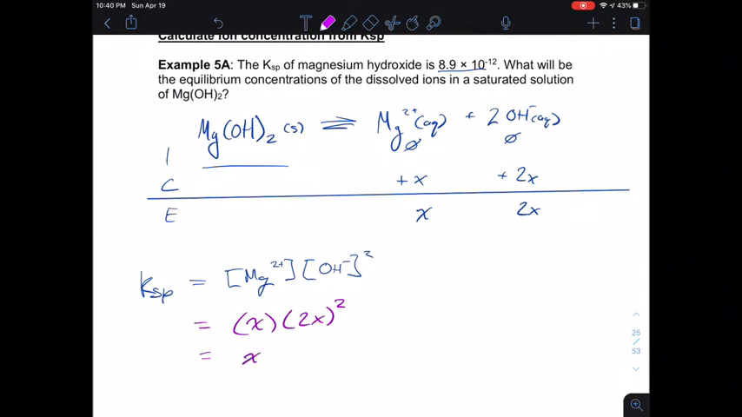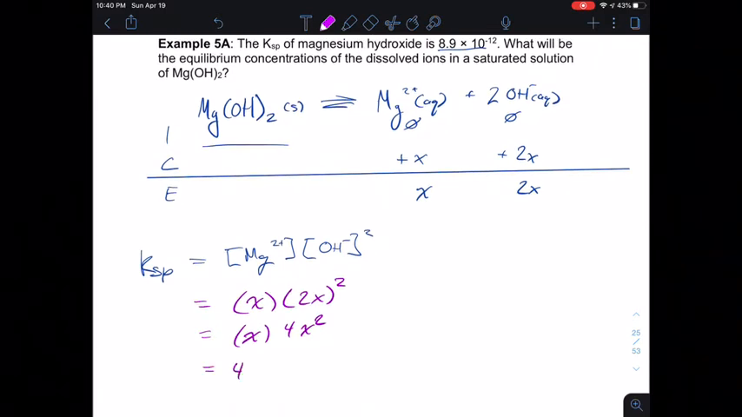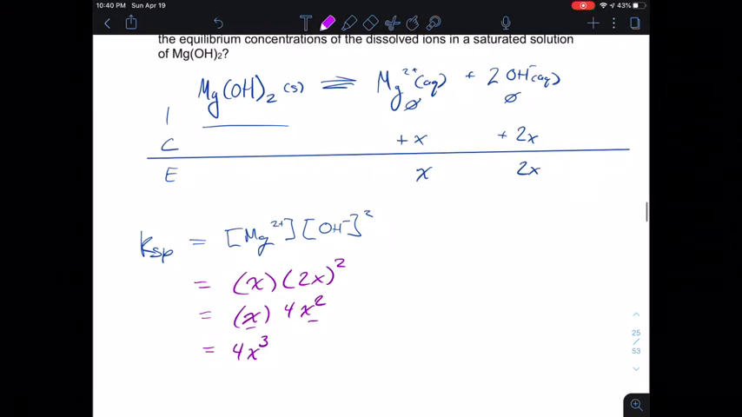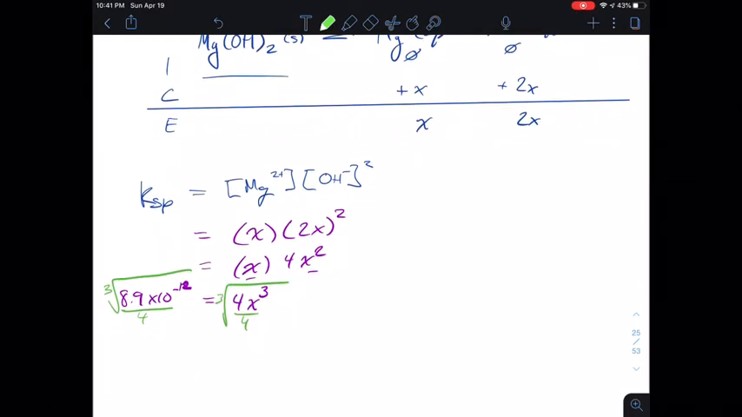So this is what we would be left with. Your math skills can be put to work here. You're going to get 4x squared, and that means that your total is 4x to the power of 3. So I combine the x and the 2x squared to get x cubed. And then my Ksp, which I was given, is 8.9 times 10 to the negative 12. So let's see what happens when we divide by 4 and then take the cube root of 8.9 times 10 to the negative 12.